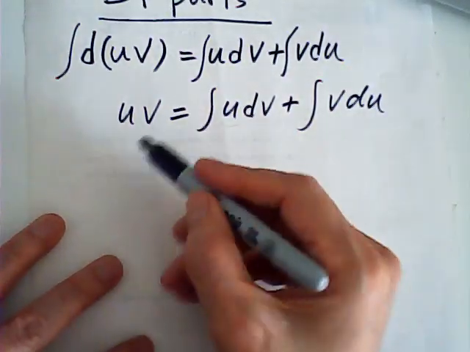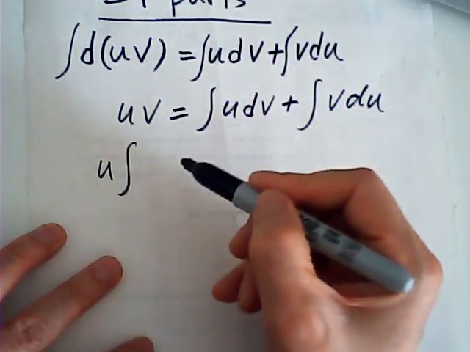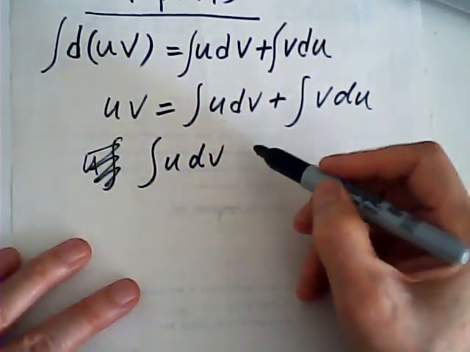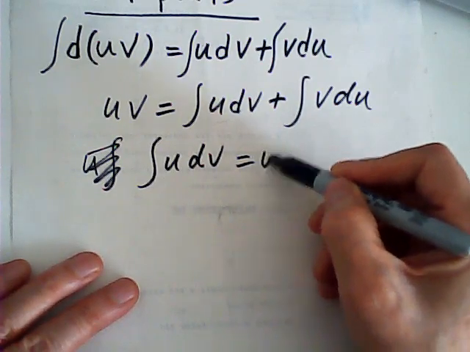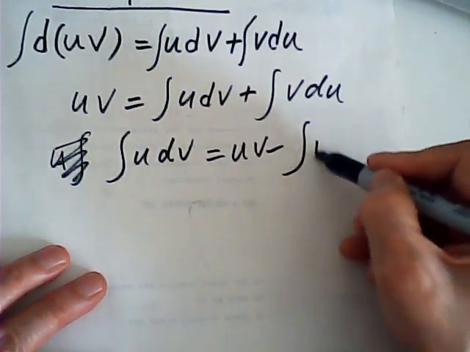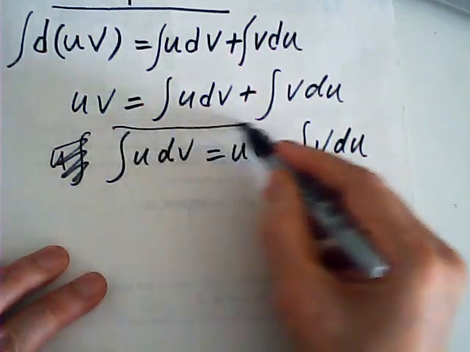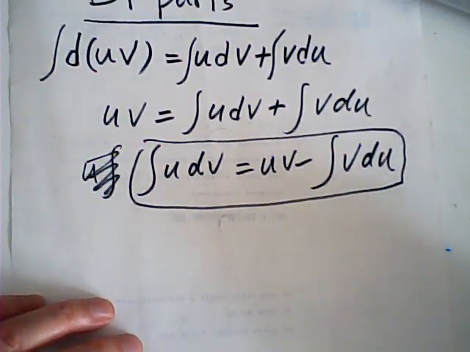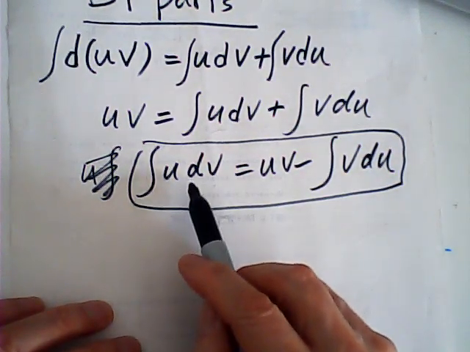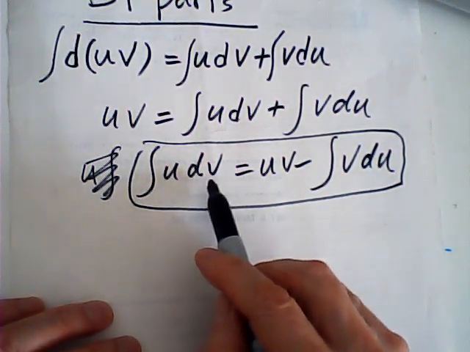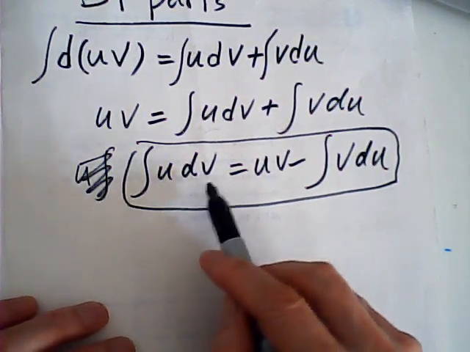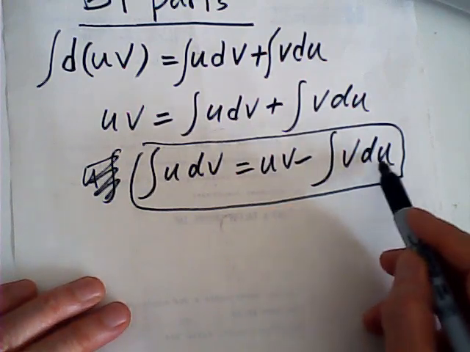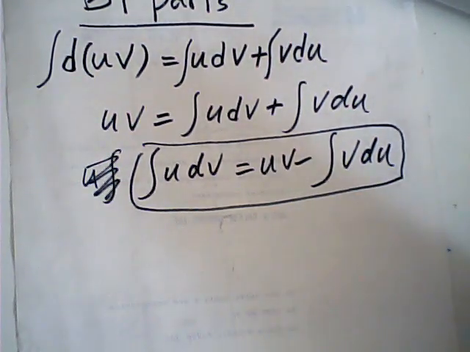And you move this over there, so therefore the integral of u dv is equal to uv minus the integral of v du. Okay, this is what we call integrate by parts. That means that when you integrate u dv, it's not easy, not nice, we change the order. We change to v du. It might be easier for us.